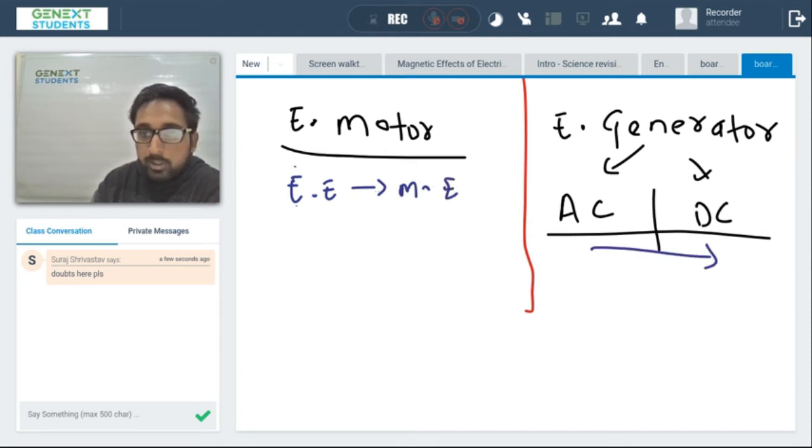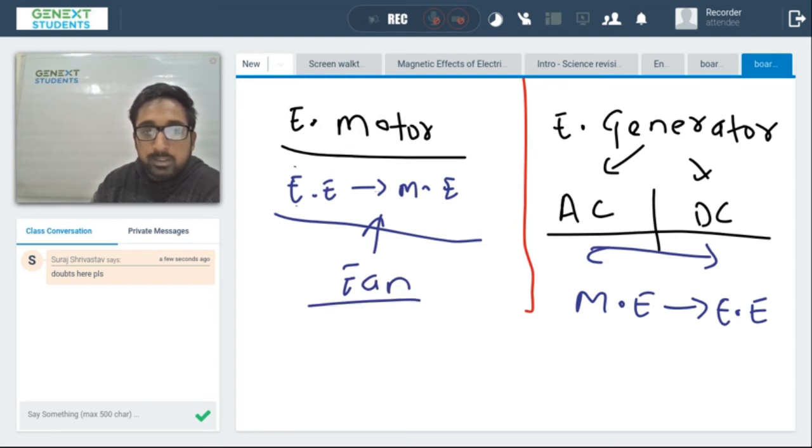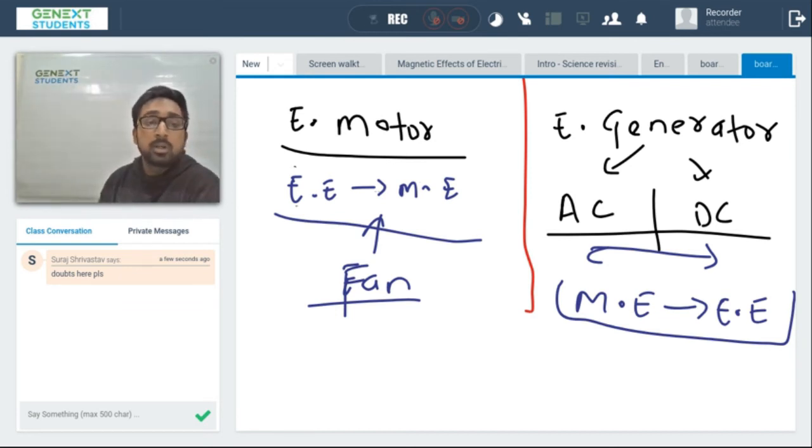And what is a generator? Both of these generators convert mechanical energy to electrical energy. For example, in your home, the fan is the example: you switch on and the fan starts moving, current to motion. And the generator is what we switch on when the light goes off in your building, to start the lift. It uses mechanical energy; you need to move the generator. In villages, in weddings, you put diesel into the generator, rotate the machine, give motion to it, and then it gives light to your house. So you convert mechanical energy into electrical energy. That is the basic difference.